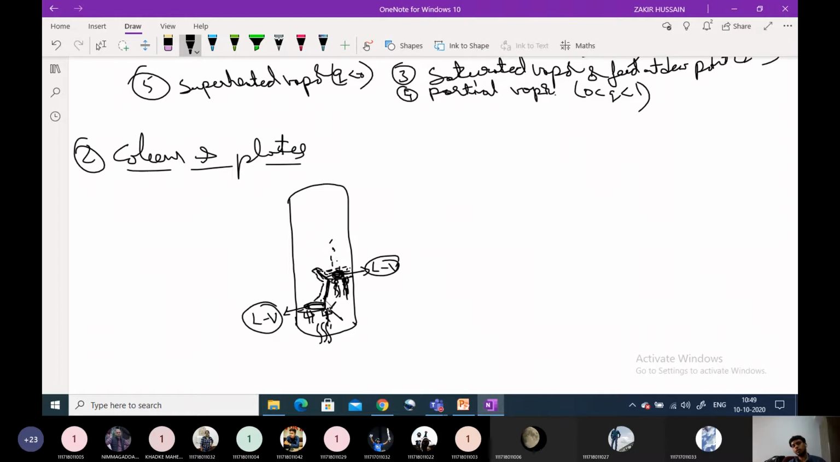But this does not always happen in the distillation column. Under true ideal conditions, through these perforations, only vapor has to rise.